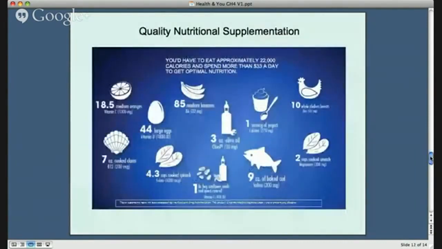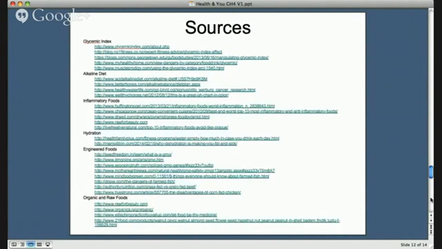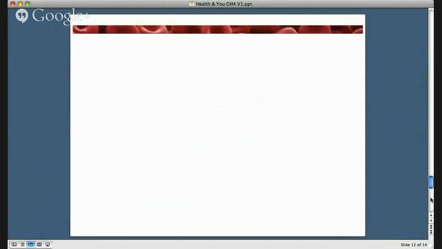Of course, the ideal diet would include a quality nutritional supplement, because you couldn't eat enough nutrition throughout the day. 18.5 oranges, 85 bananas, they're medium sized, but still by the same token. You can't eat enough. 9 ounces of baked cod. You can't eat enough food throughout the day to nourish the cells as a quality nutrition would be able to. Mind you, you probably couldn't afford it either. Afford it from a cost or from a calorie point of view. And you can see the list of the material where we sourced this information from today.